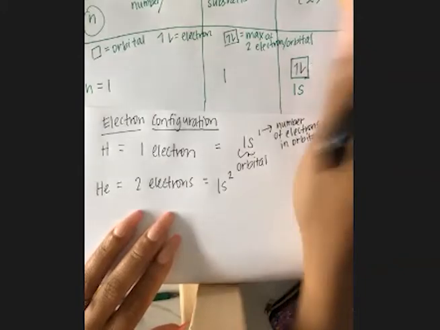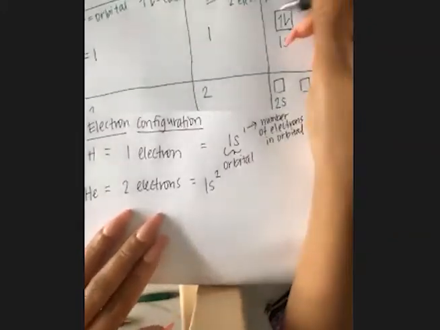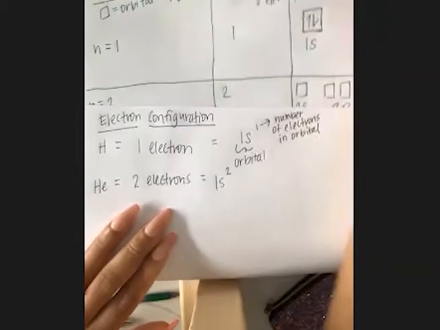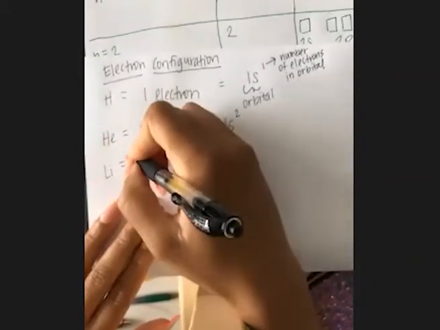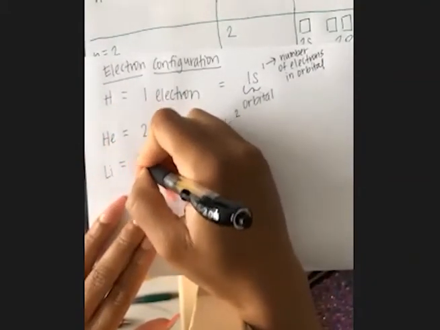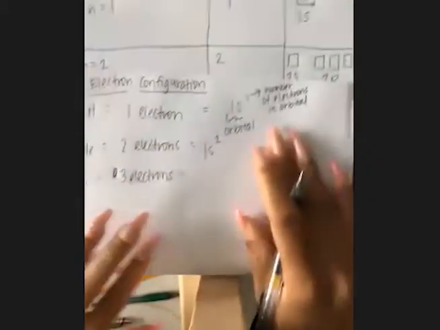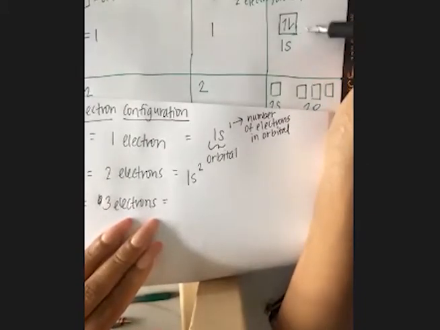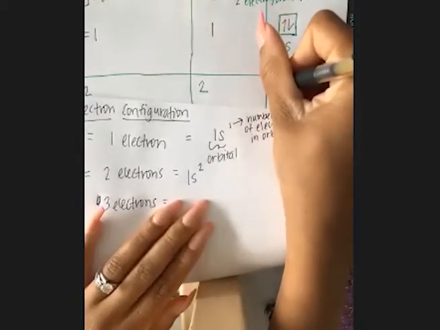Now, when I get to the 3rd electron for lithium, I go to the next level because this orbital is full. Lithium's number 3 on the periodic table. We say it has 3 electrons, and I'm simply filling in from the bottom to the top. So this first orbital is already full. I can't put any more electrons there. My 3rd electron is now going in the 2s.